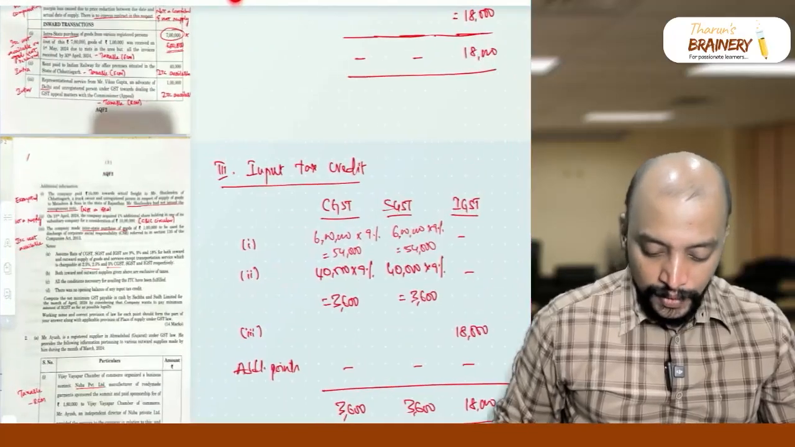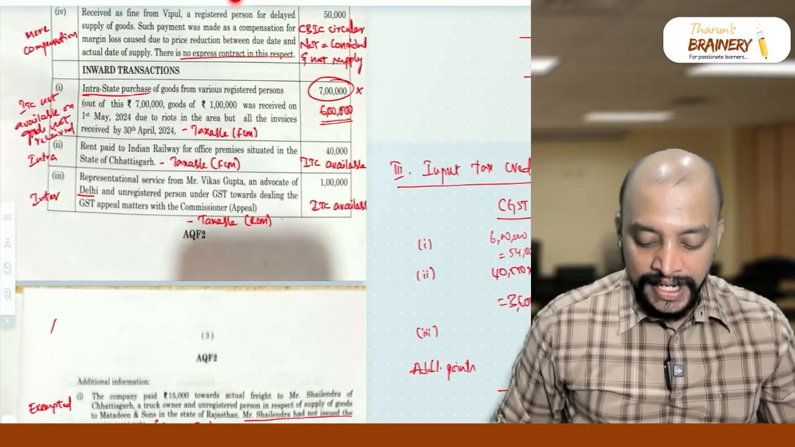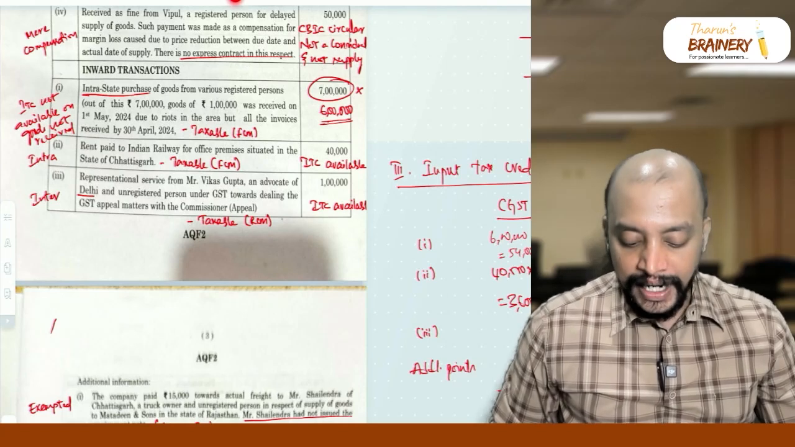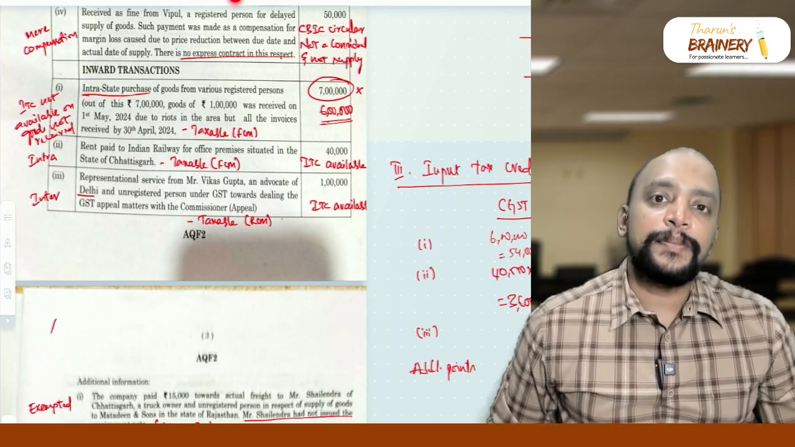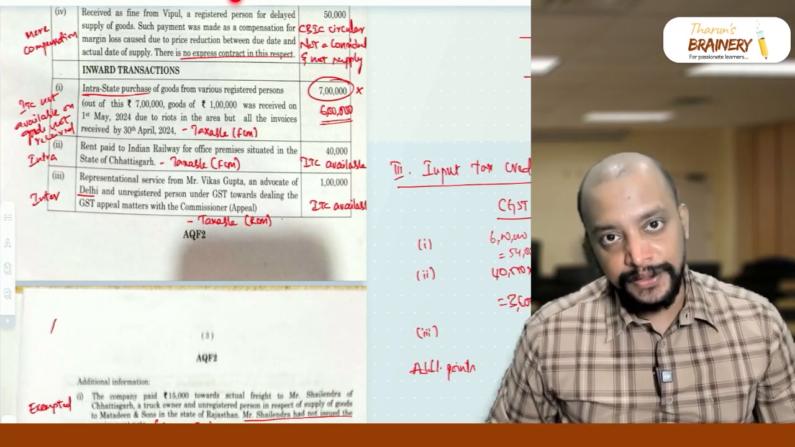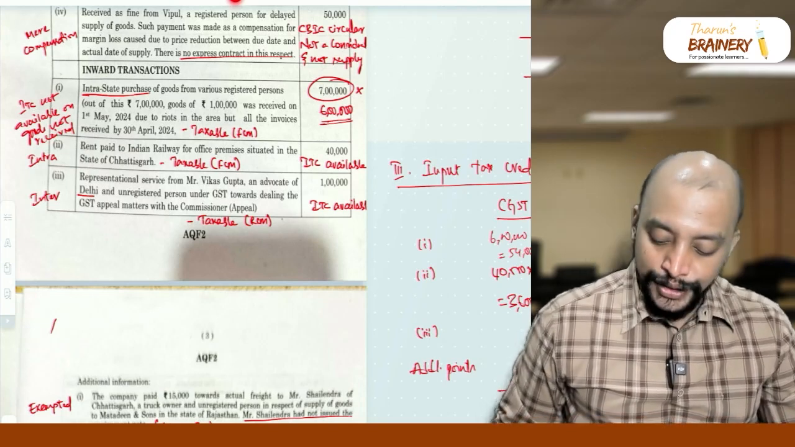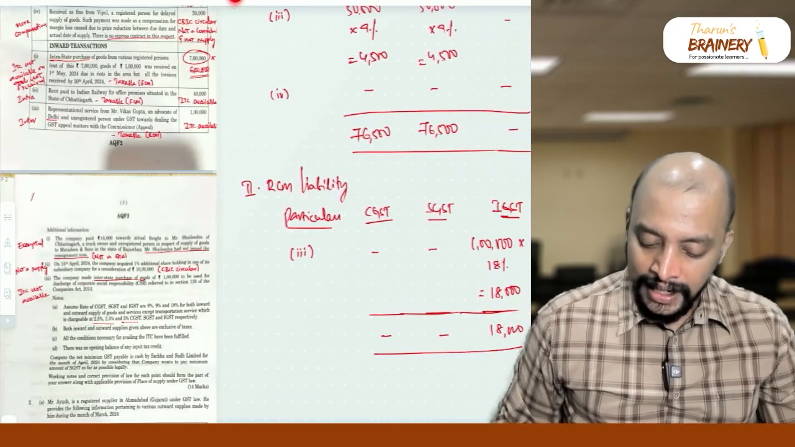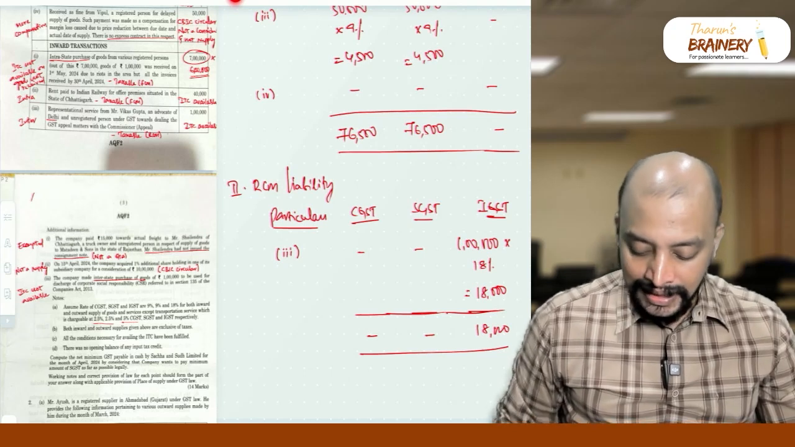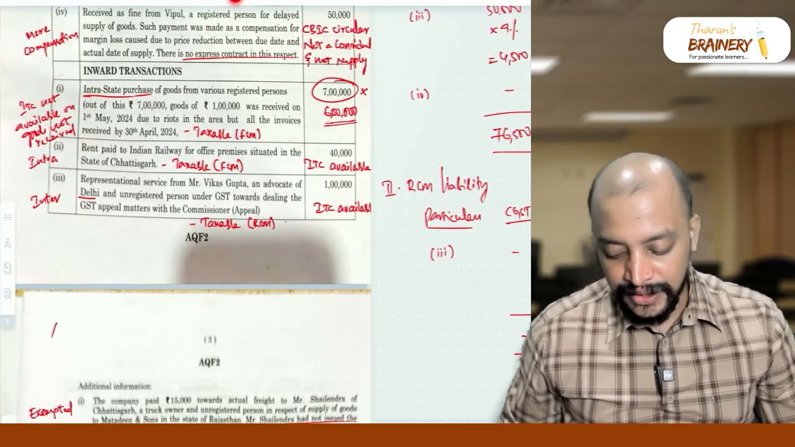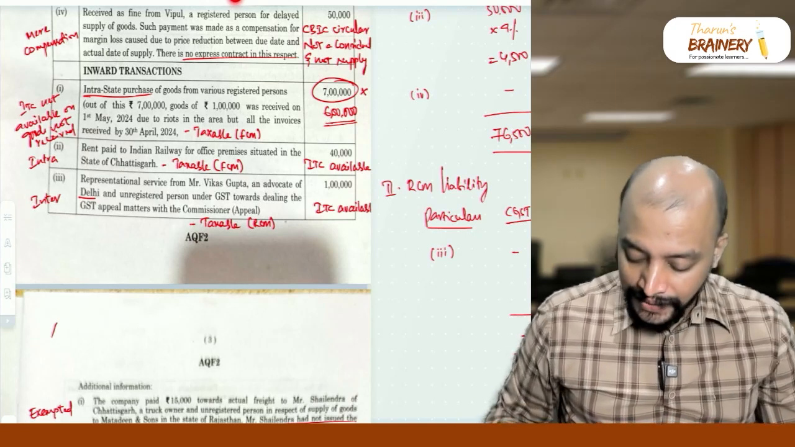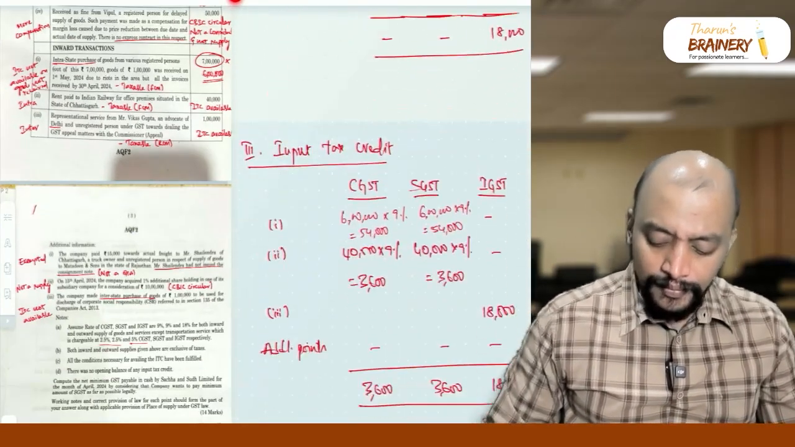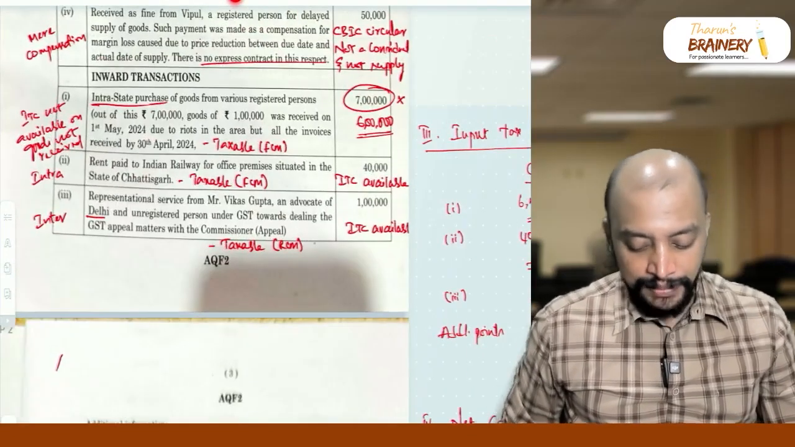Then the next one is representation service from Mr. Vikas Gupta, an advocate of Delhi and unregistered person under GST, towards dealing with the GST appeal matters with the Commissioner Appeals. For representation services, we can take ITC, and moreover it will come under RCM. So ensure that it is kept under RCM liability. So 1 lakh into 18% is 18,000, and 1 lakh into 18% is 18,000. Yes, ITC can be availed with respect to this. There is no restriction. So 18,000 ITC also can be taken.